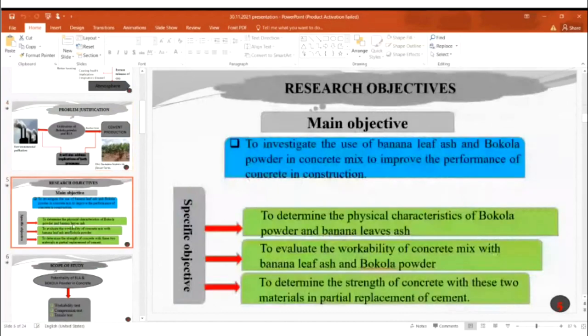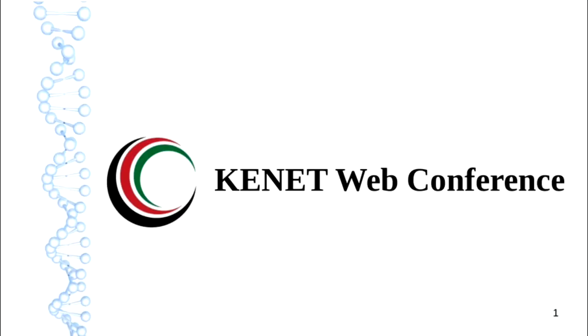Objectives. The main objective of our project is to investigate the use of banana leaf ash and Bacola powder in concrete mix to improve the performance of concrete in construction. The specific objectives are to determine the physical characteristics, to evaluate the workability, and to determine the strength of concrete. Scope of our study: the potentiality of banana leaf ash and Bacola powder in concrete. Here we do the workability test, compressive test, and the tensile test.